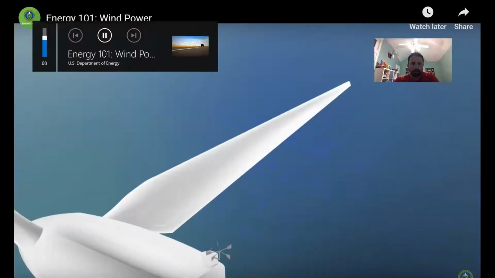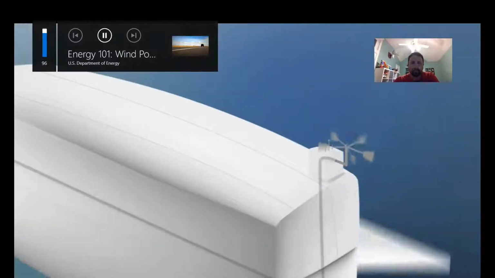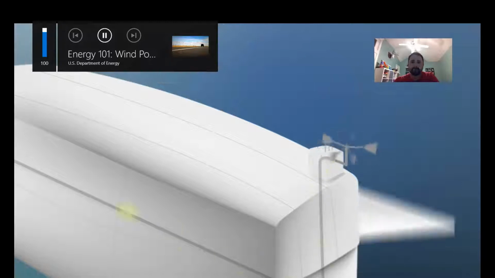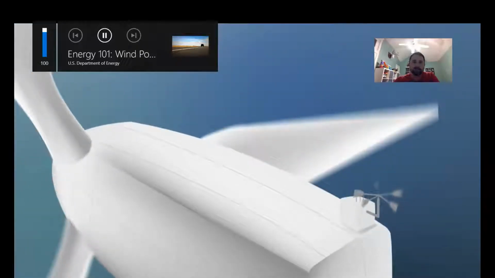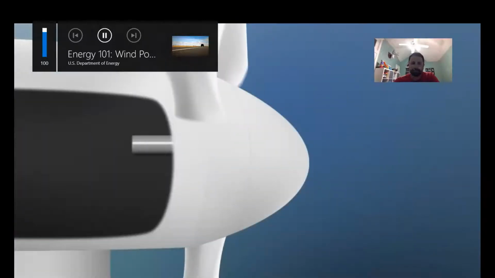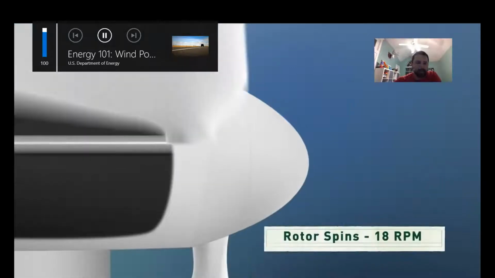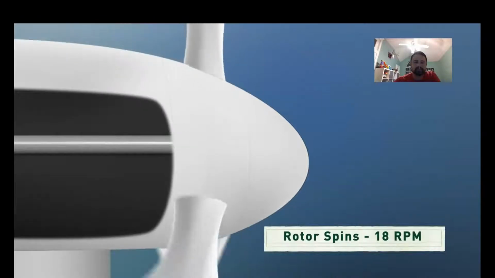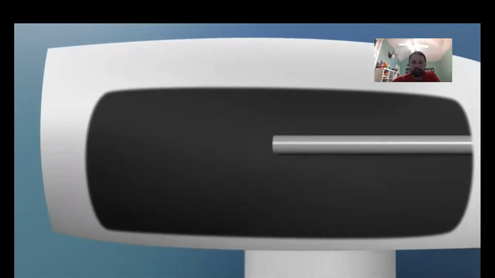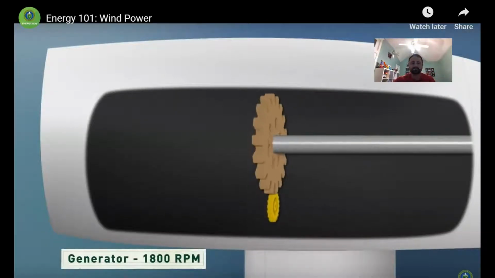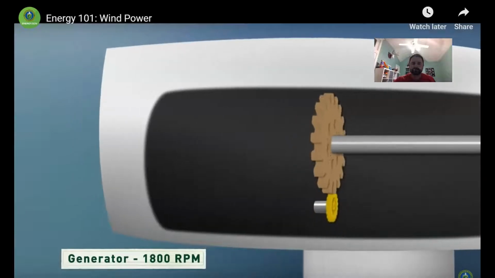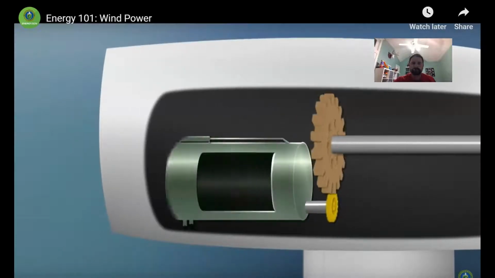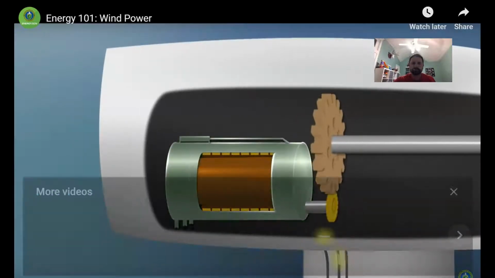The turbine. On the top, there's a weather vane that's connected to a computer to keep the turbine turned into the wind so it captures the most energy. Now, the blades are attached to a shaft, which only turns about 18 revolutions a minute. And that's not nearly fast enough to generate electricity by itself. So, the rotor shaft spins a series of gears that increase the rotation up to about 1,800 revolutions per minute. And at that speed, the generator can begin to produce electricity.